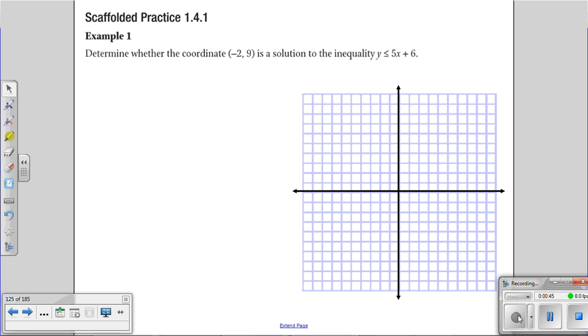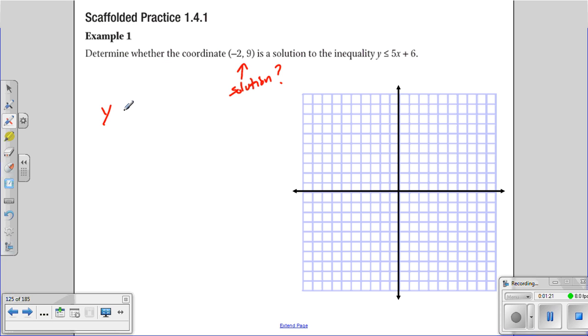So let's first take a look at this first example. It says determine whether the ordered pair, the coordinate -2, 9, is a solution of the inequality here. So we want to know if this is a point. Even though we're plugging in or evaluating two different pieces, we're still testing a single solution. Is it a solution, yes or no? We don't know yet. I'm going to test it. What we want to do is plug it in and evaluate it.